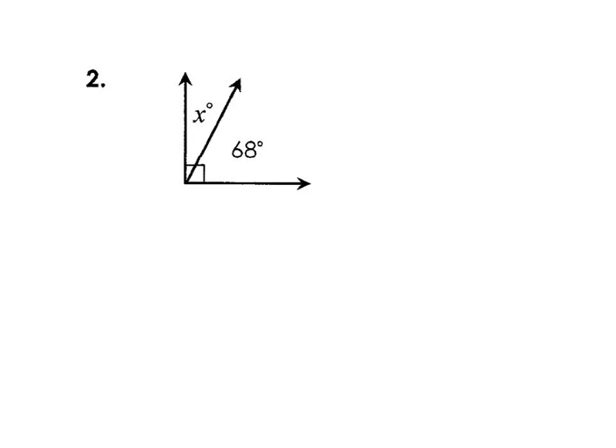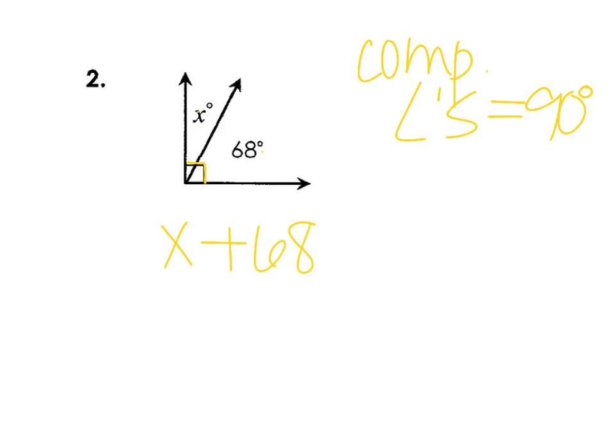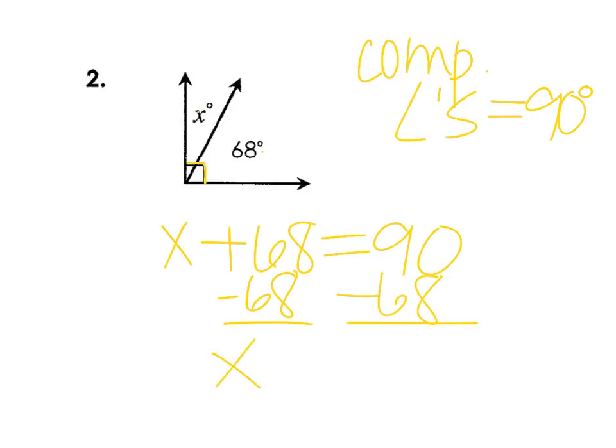All right, number 2, if we're looking at this diagram, we see that this is a right angle right here. Therefore, these two angles are complementary angles, all right? We know complementary angles equal 90 degrees. Therefore, x plus 68 has to equal 90. Okay, if we add them together, it equals 90. So subtract 68 from both sides, and x equals 22. And you're done.